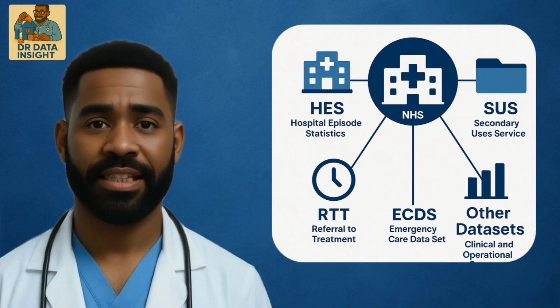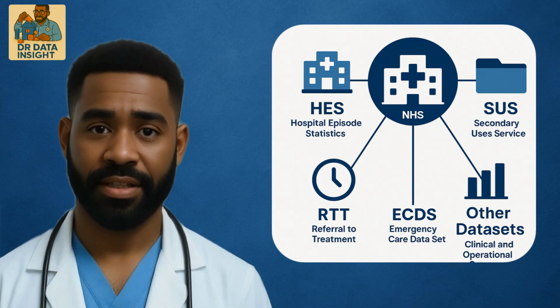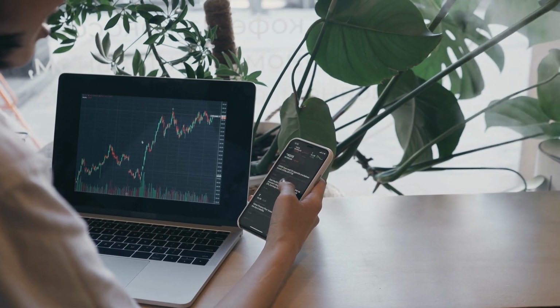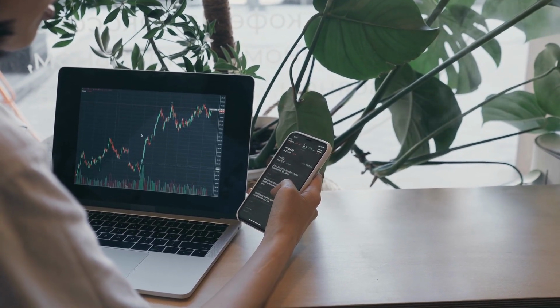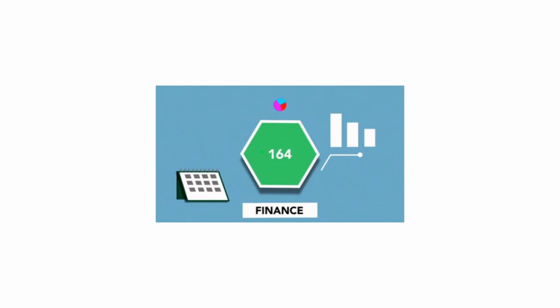Let me show you how these datasets work together. You notice a breach in RTT for orthopedics, so you check HES to validate theater activity, and ECDS to look at associated emergency readmissions. Or your finance team flags underperformance. You compare SUS claims versus HES submissions and investigate potential coding gaps in SLAM. This is where the role of the analyst shifts from reporting to storytelling. Data isn't just for counting. It's for course correcting and making valuable decisions that drive real change.